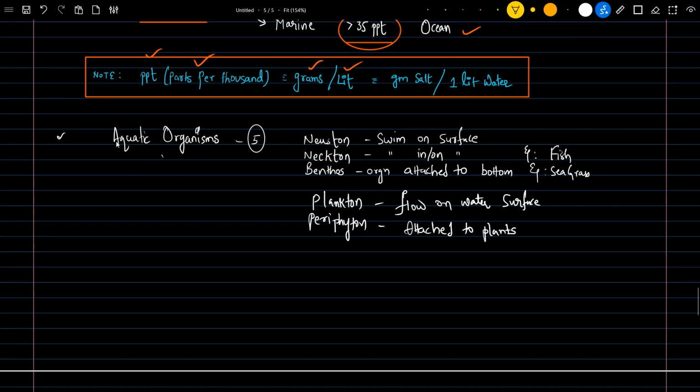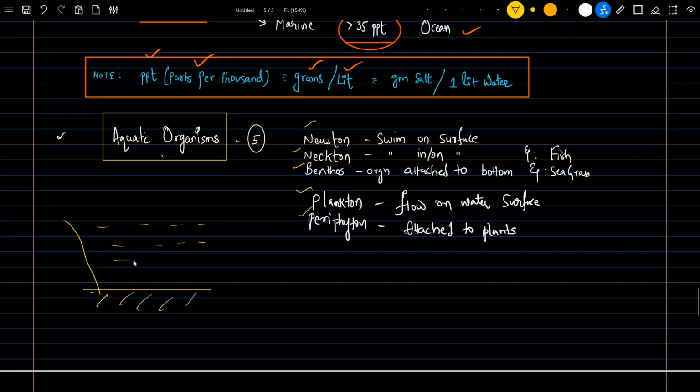Majorly, there are 5 types of aquatic organisms, which are neuston, nekton, benthos, plankton, periphyton. So let's understand them through this figure. This is the land biomass, and this is all the aquatic part. Neuston basically swim on the surface, so they will be present here.